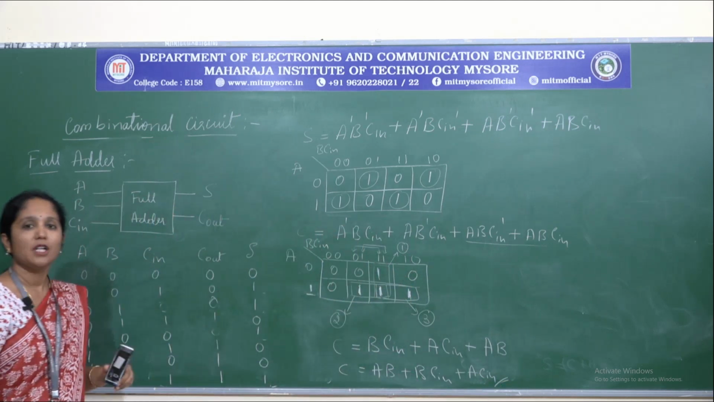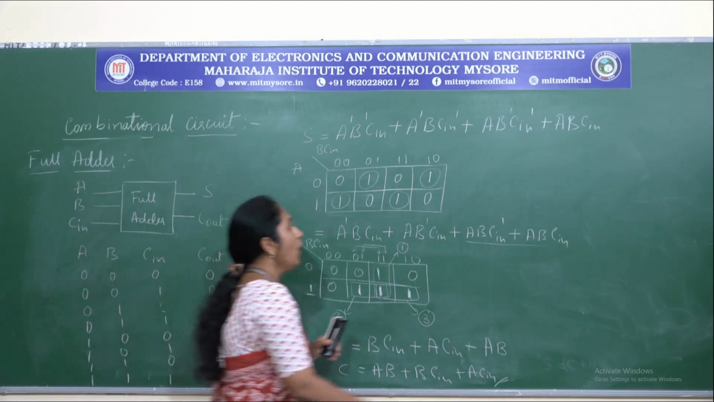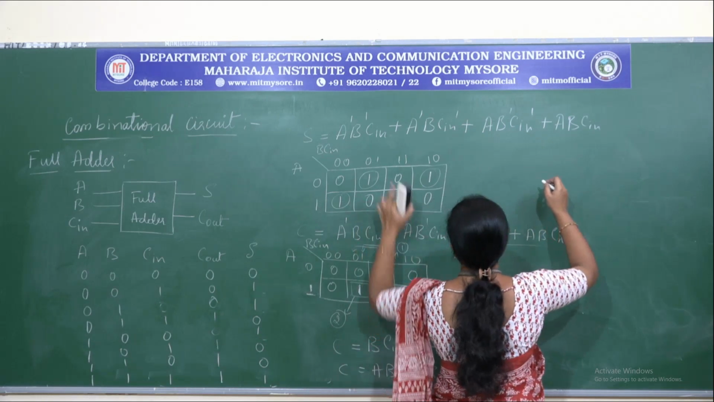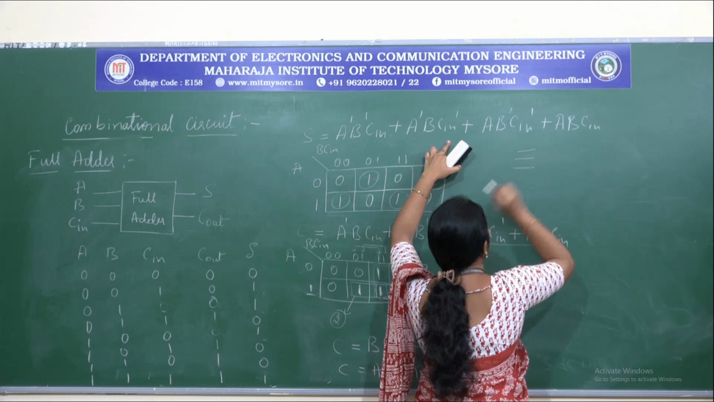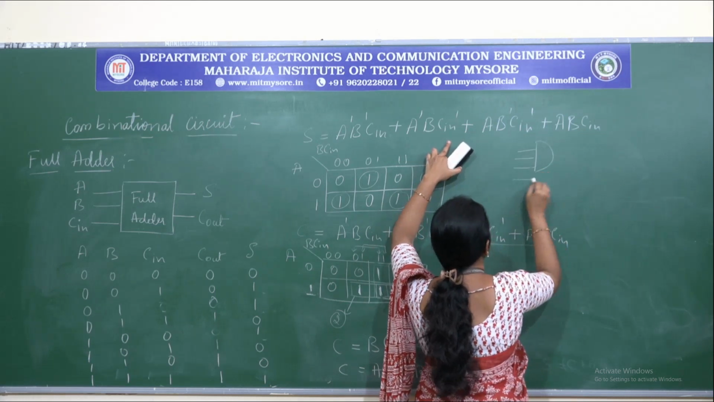Now let us see the realization of these. For the sum, how many gates are required? Since it is not reduced, we require 4.